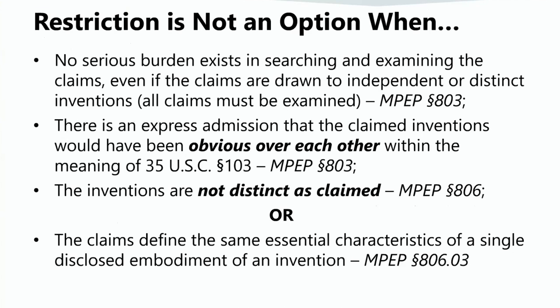There are several fact patterns that block the use of the restriction tool. It is important to understand these, though some may be rare, such as when there is an express admission that the claimed inventions would have been obvious over each other. Refer to the cited MPEP sections for in-depth discussion of when restriction is not an option.